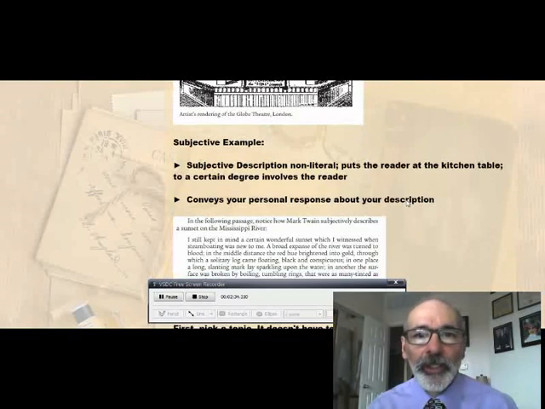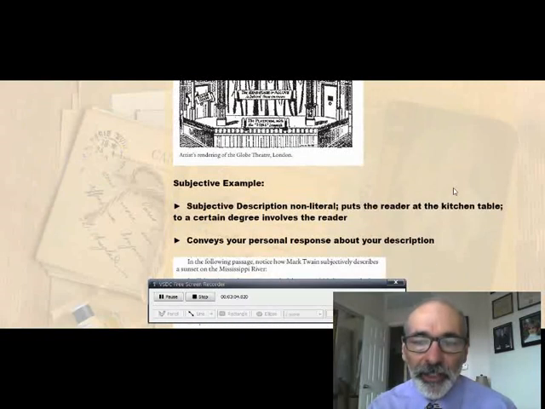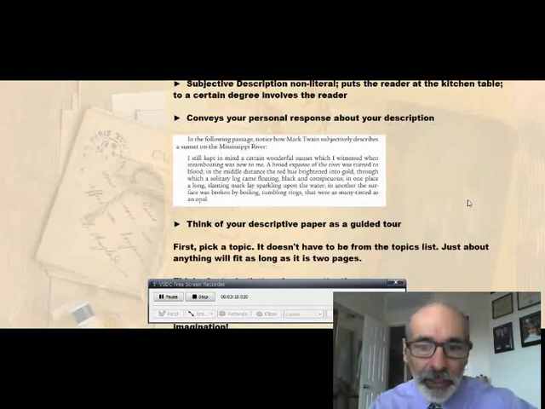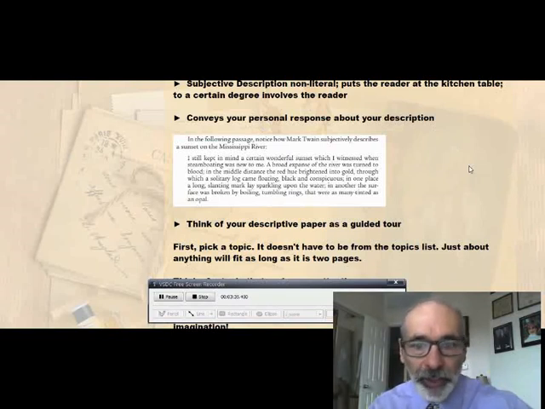Now, guys, in contrast to the objective, you have the subjective description. The subjective description is non-literal. And what is interesting is that it puts the reader at the kitchen table. In fact, the subjective objective PDF up here talks about this kitchen table, and the subjective description actually puts you, the reader, at the kitchen table. And this piece here gives an example of the Mississippi River as a subjective description. This conveys your personal response about your description.